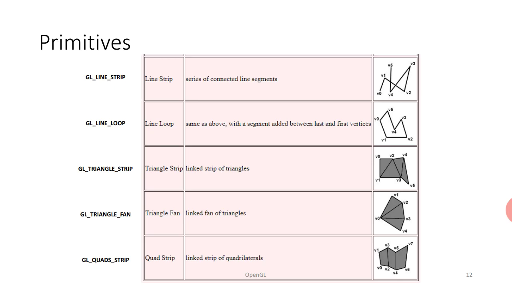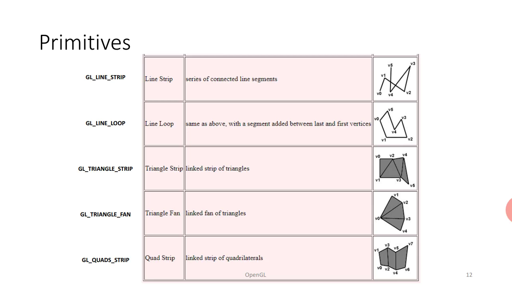Then the next primitive is GL_LINE_STRIP. It allows you to draw a line strip, that is nothing but a series of connected line segments. That is, V0 V1 is one line segment. To it another line segment, that is V1 V2, is attached. To it V2 V3, another line segment, is attached. So a line strip, that is a sequence of connected line segments, can be drawn using GL_LINE_STRIP.